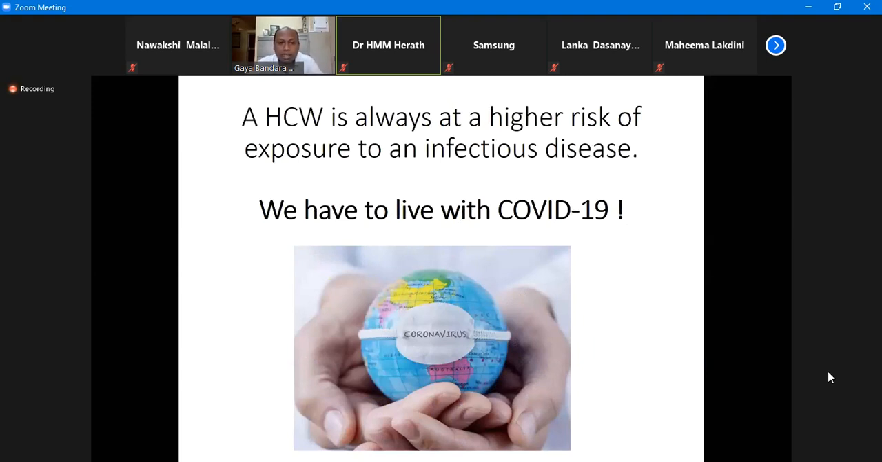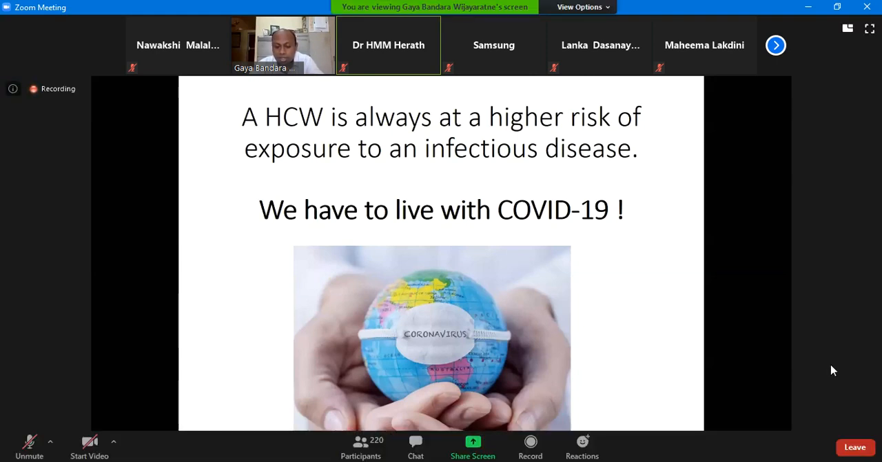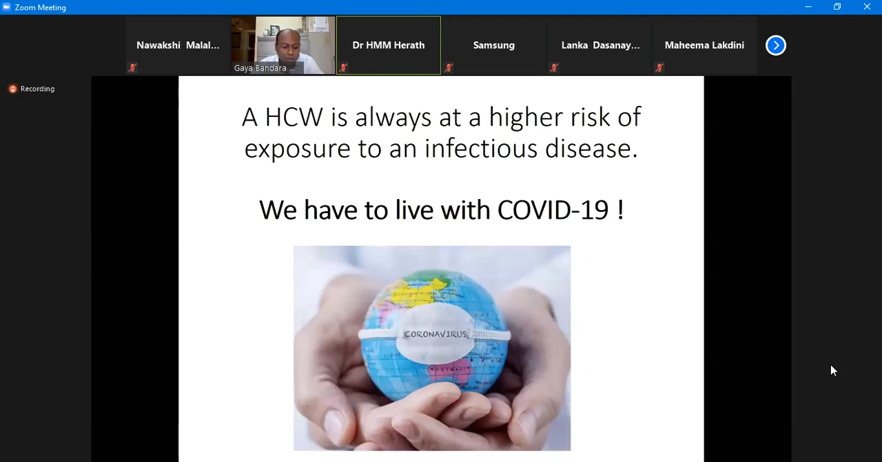So I think I have briefed the basic precautions you could take to protect yourself. You have to know, as healthcare workers, we are at high risk of exposure to any kind of infectious disease. Therefore, we cannot hide or run away from these. We have to manage these patients, but without infecting ourselves or spreading the disease among ourselves. Therefore, to achieve this, always adhere to the infection prevention and control measures that we have summarized here. Thank you.